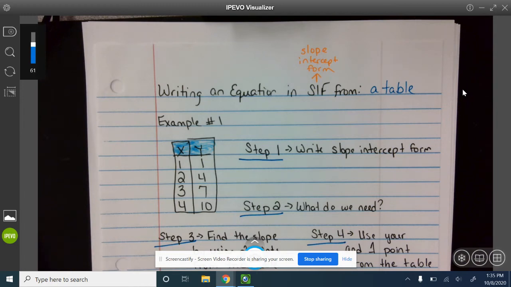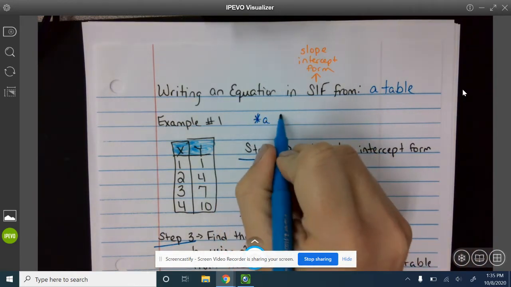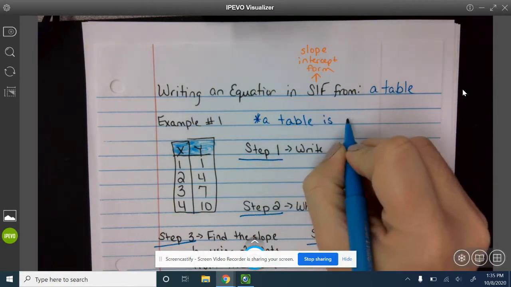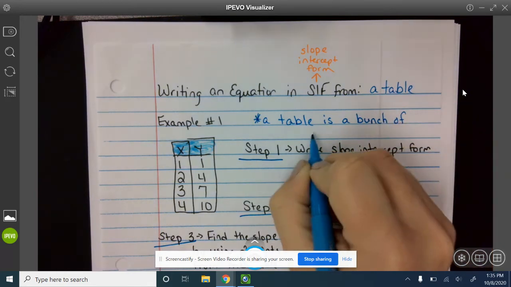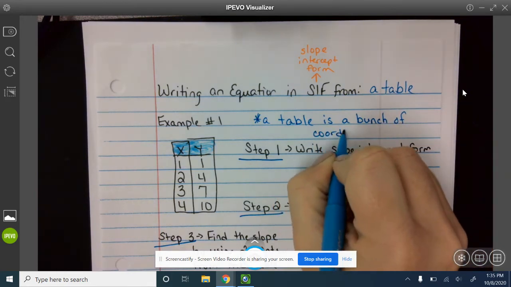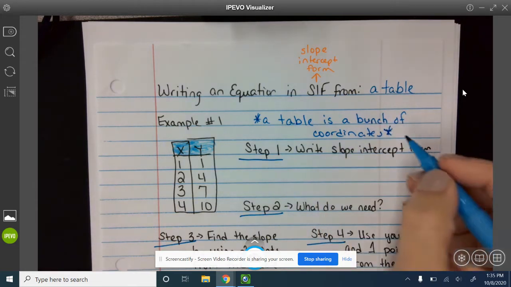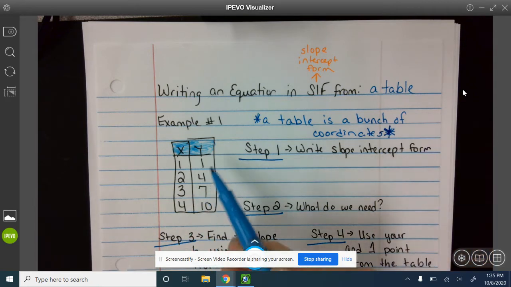So today we're going to work on writing an equation in slope-intercept form when we're given a table of points. Now, one thing you need to remember is a table is just a bunch of coordinates. So it's just a bunch of points like we did last week when we found slope between 2 points. Biggest thing now is you have to pick your 2 points.